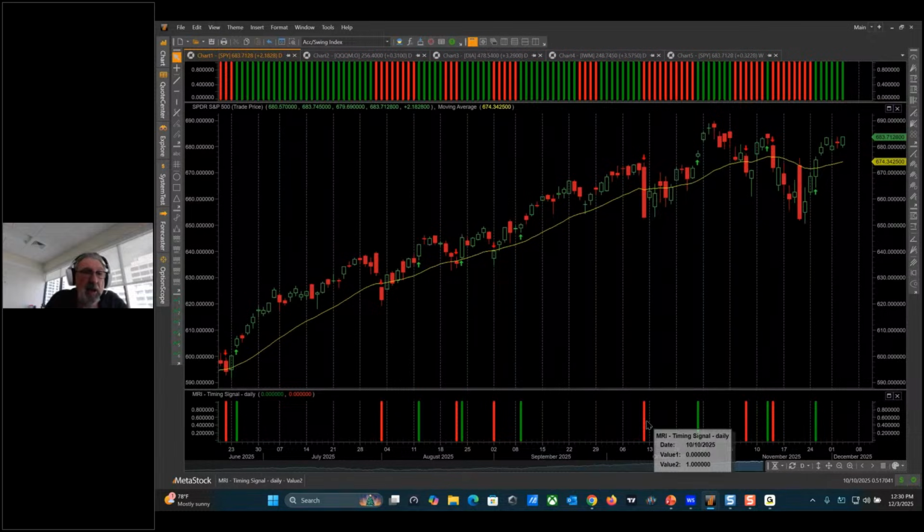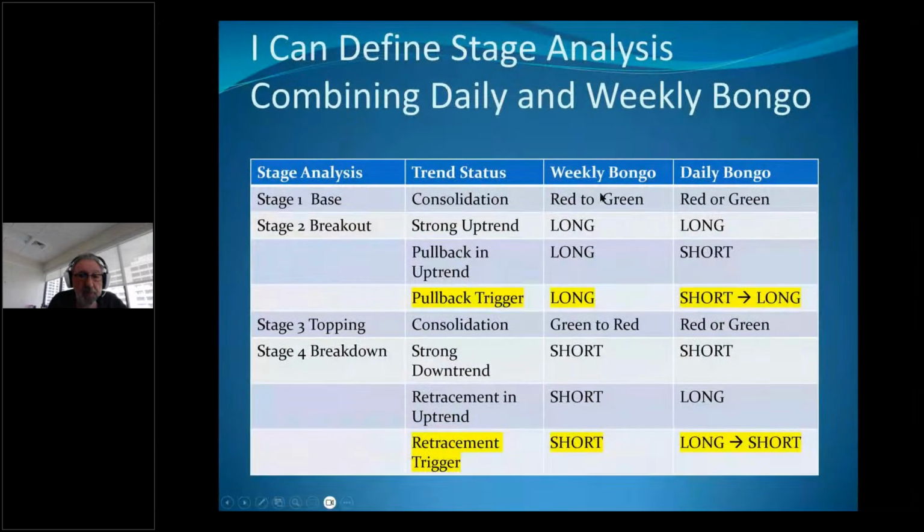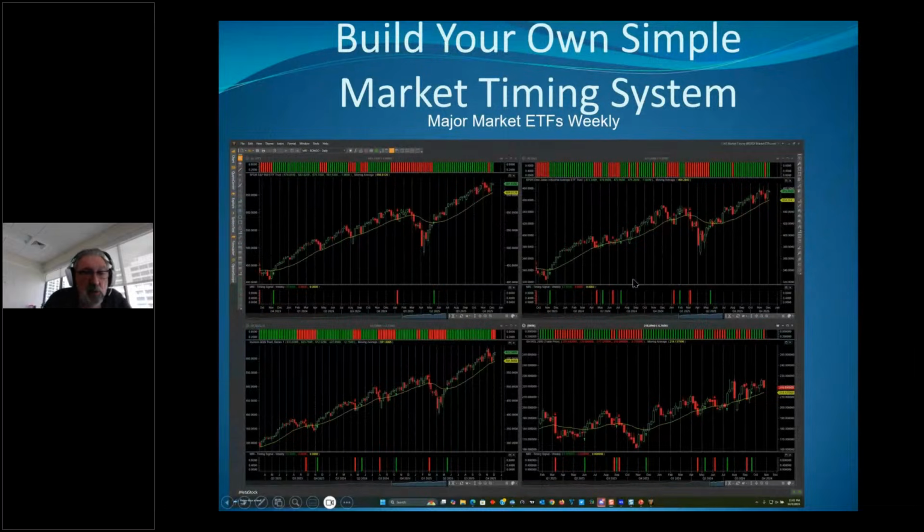Now, I don't just look at the spider and the daily weekly, and now just for time purposes, I'm going to flip back to the PowerPoint and just talk about that, because I created for everybody a weekly timing model that includes the spider, the Dow, the Qs, and the Russell.